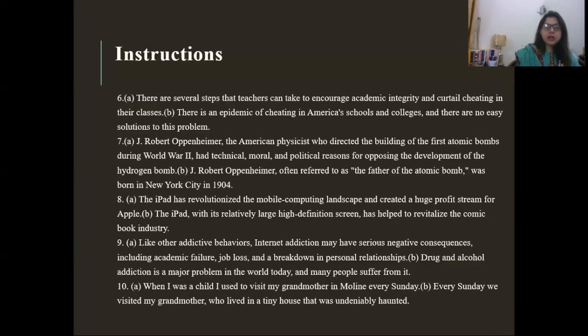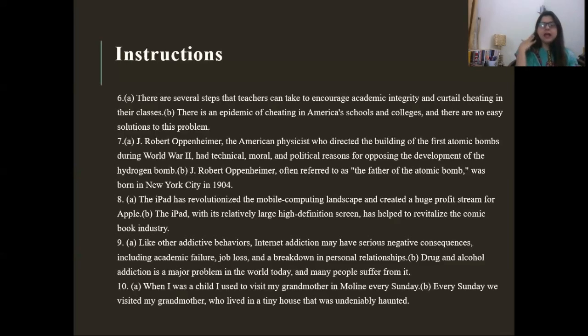Now, stop and think which could be the better thesis statement. See, the first statement tells us that the iPad has revolutionized the mobile computing landscape and that it has created a huge profit stream for Apple. We only know that it has created a profit stream for Apple, and though the writer has mentioned that it has revolutionized the mobile computing landscape, how? The writer hasn't mentioned how.